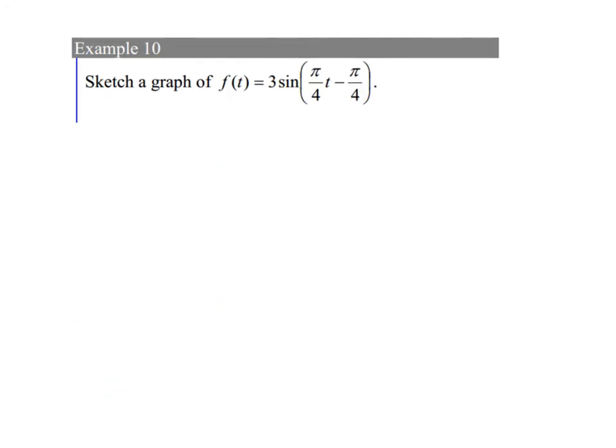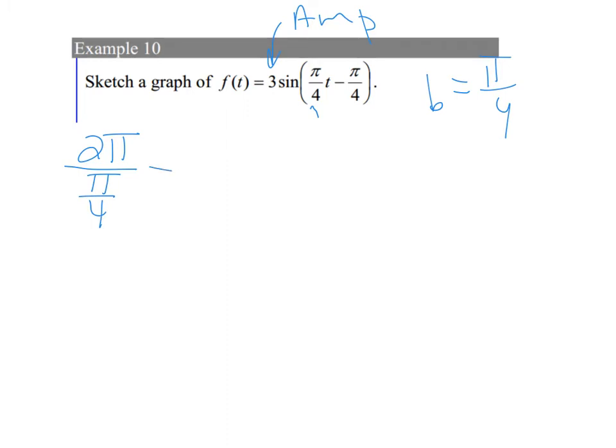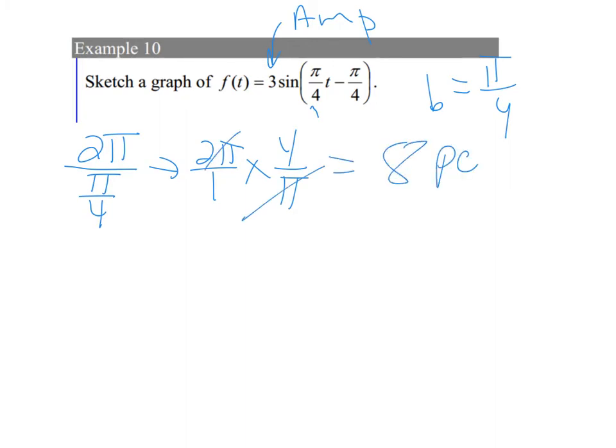Okay, so now comes another thing in our toolkit. We know the amplitude's 3, so that's easy. And we're seeing the b number. I'm hoping you recognize that b is the pi over 4, because it's the number in front of the variable. So let's find the period of this graph. It's a sine graph, so 2 pi divided by pi over 4 becomes 2 pi over 1 times 4 over pi. Pi's cancel out. That gives me a period of 8.